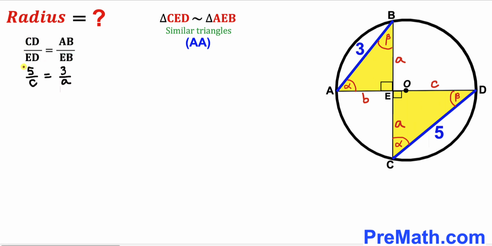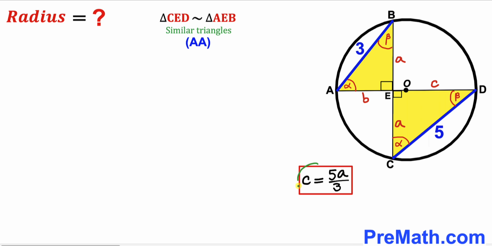Now we are going to cross multiply. So we have 3 times c equals 5 times a. Let's divide both sides by 3 to isolate c. So c turns out to be equal to 5 times a divided by 3. Thus we end up with c equals 5a over 3. And here's our next step.